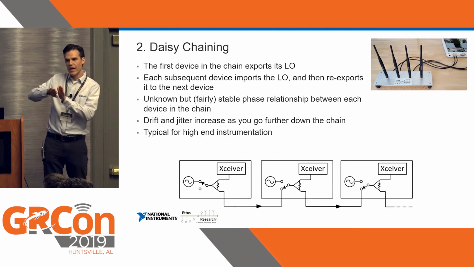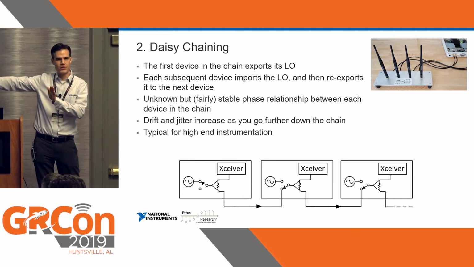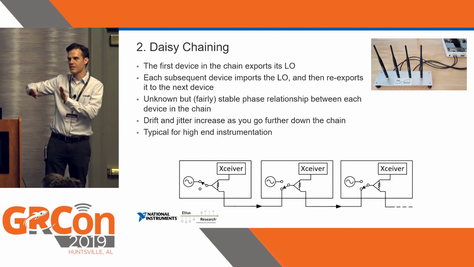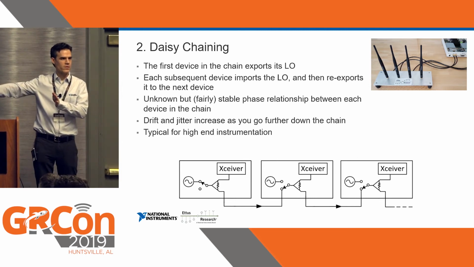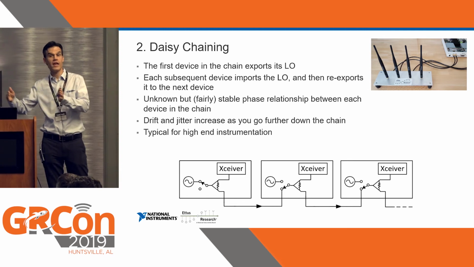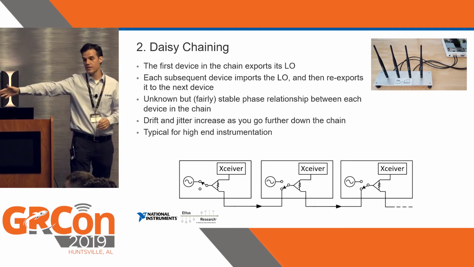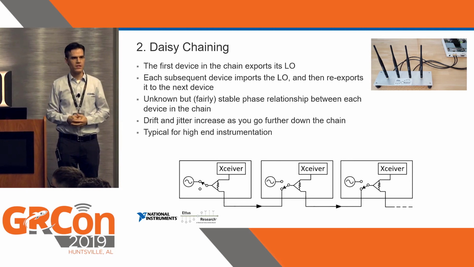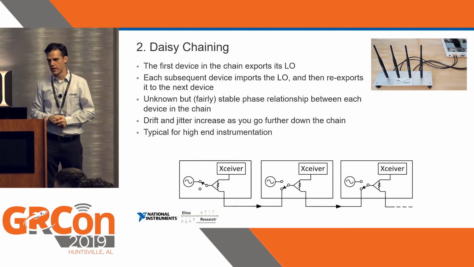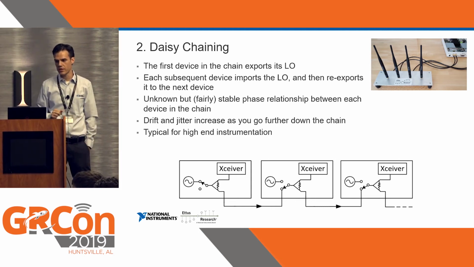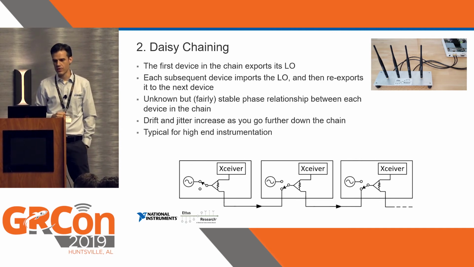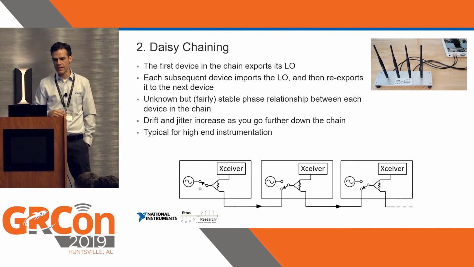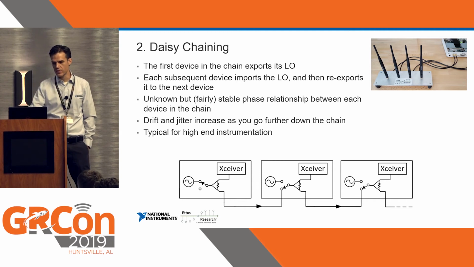And so as you go down the line here, your phase noise becomes less and less correlated, and your drift becomes worse and worse. The first few devices in the chain are all right, but as you have a ton of devices daisy chained like this, it's going to get worse and worse as you head down the chain. So this is good for a small number of channels like this 4-channel direction finding application that we have in the booth. And this is typically what is done in high-end instrumentation.